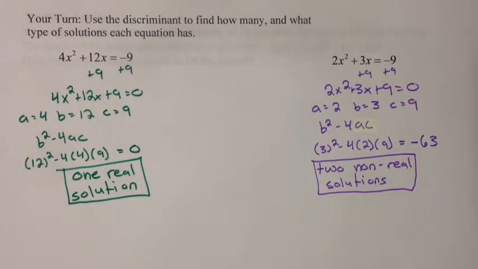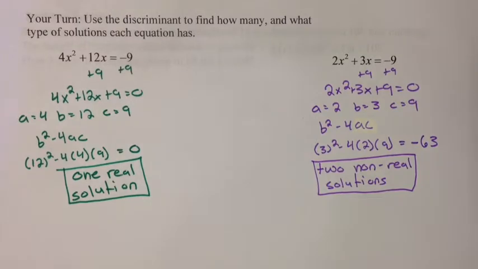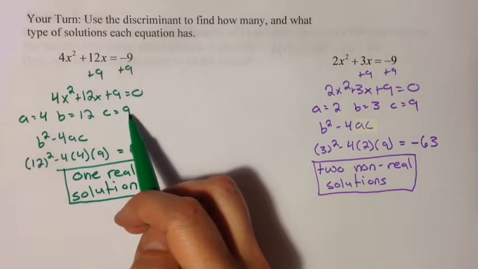And we're back. So I'm trying to use the discriminant to find out how many and what type of solutions each equation has. My first equation is 4x squared plus 12x equals negative 9. Before I can use the discriminant, I need to get this into standard form. So I start by adding 9 to each side, so that I have 4x squared plus 12x plus 9 equals 0.